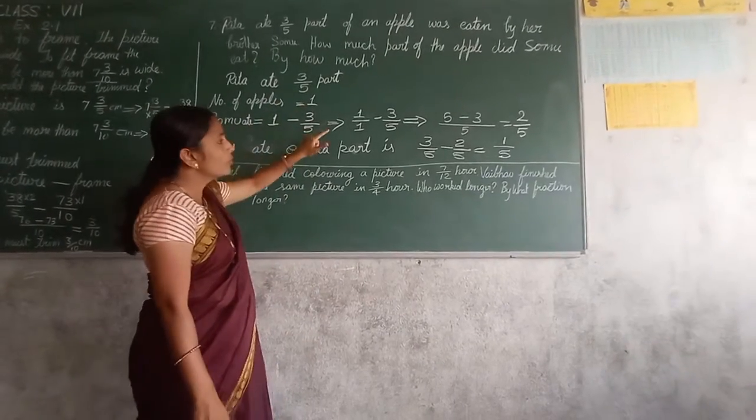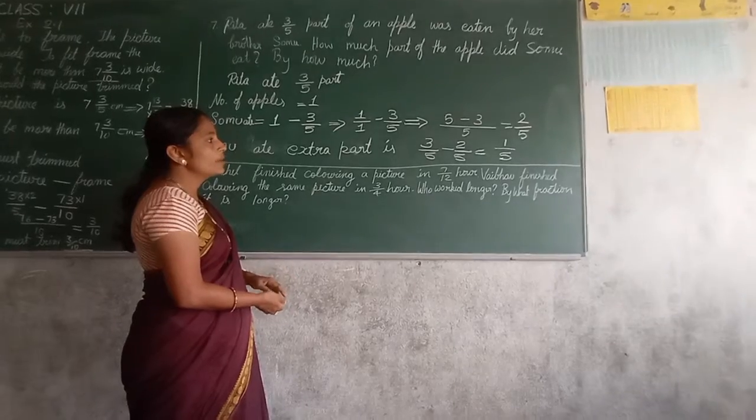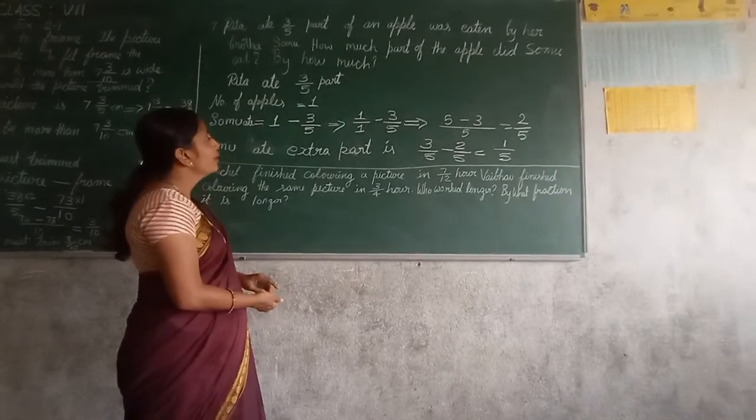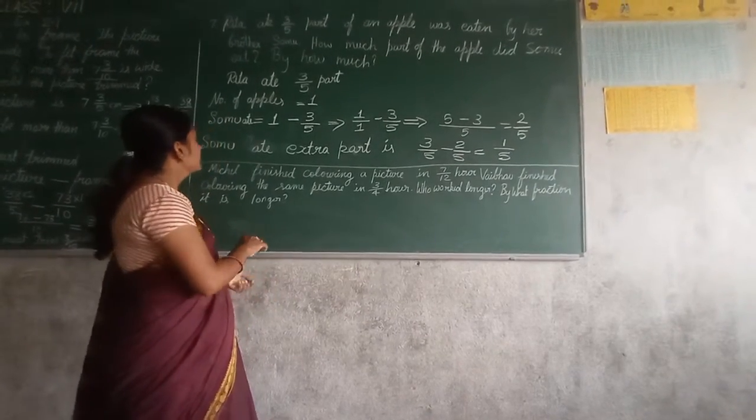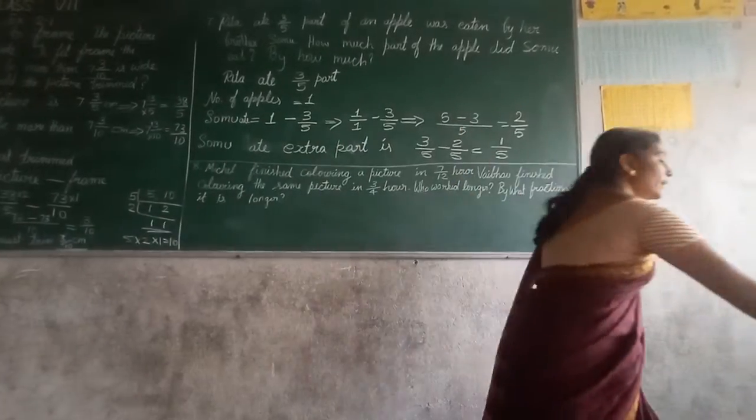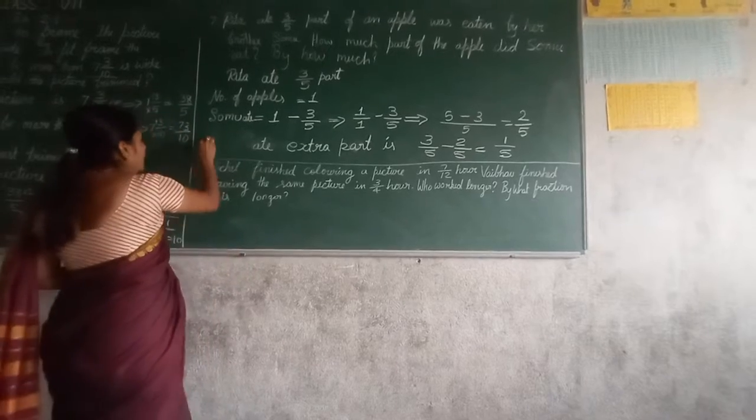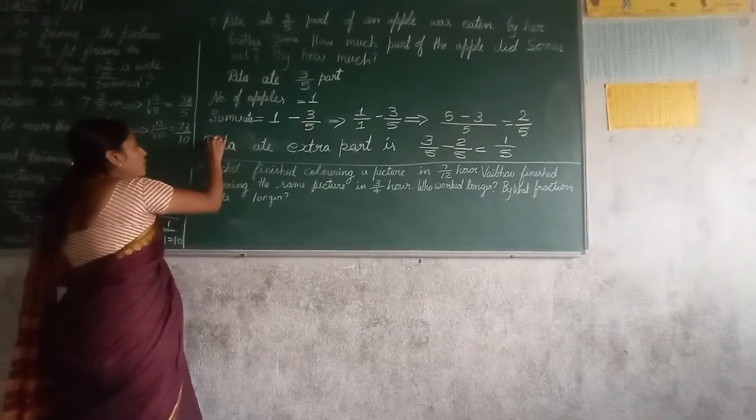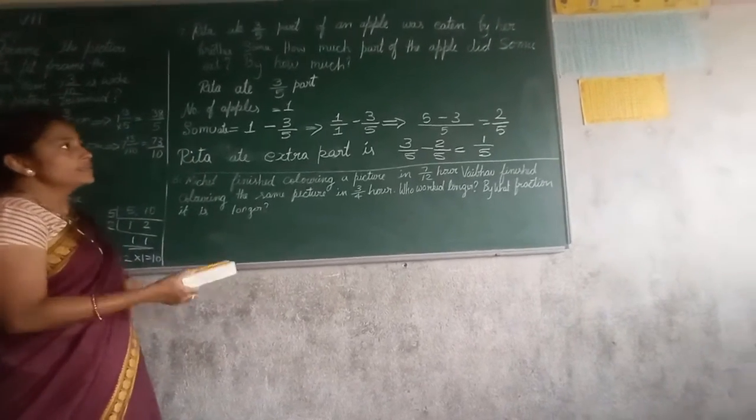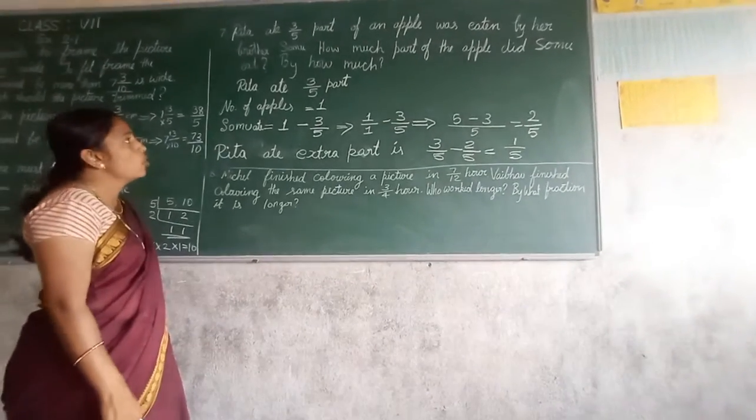Somu ate 2/5. Rita ate 3/5. So 3 minus 2 is 1/5. It is eaten not by Somu, it is Rita. The extra part is eaten by Rita. How much is it extra? Somu ate how much?